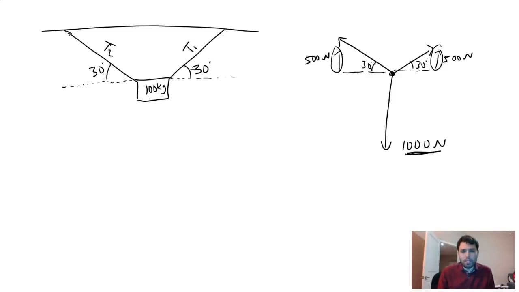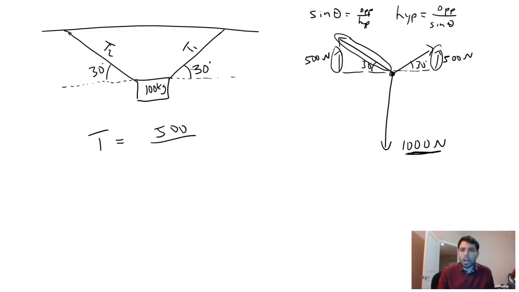Well, if we know one side of a right triangle and the angle, we can find the hypotenuse, right? So we're just going to do our trig. Let's use sine of our angle equals opposite over hypotenuse. I want to solve for hypotenuse. So that's the tension, right? That's this part of the triangle here. Hypotenuse will equal the opposite side of the triangle divided by sine of the angle. So my tension force is equal to the opposite side, which is 500 newtons, divided by sine of theta, which is 0.5. So tension force is 1,000 newtons.